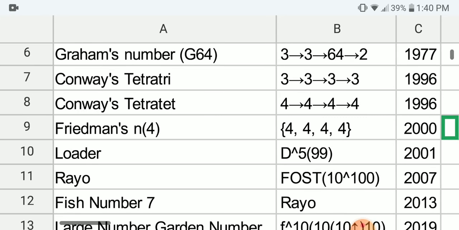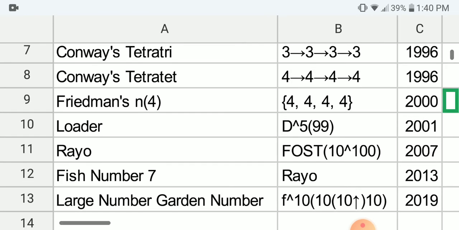And then the next number is Loader's number, which of course came from a contest called the Bignum Bakeoff, in the year 2001. It is much, much, much bigger than N4.